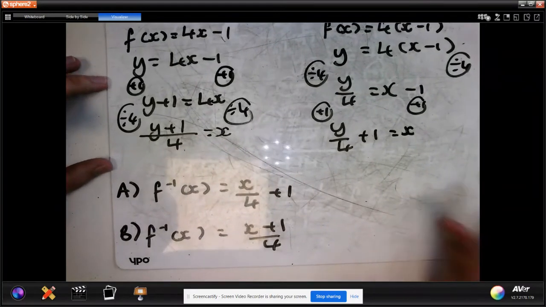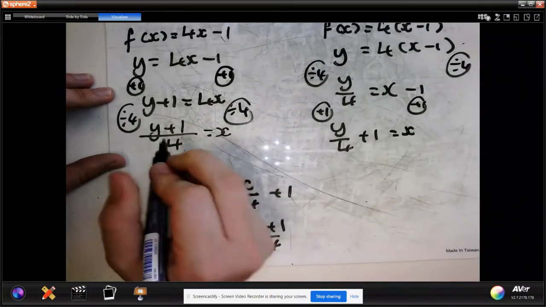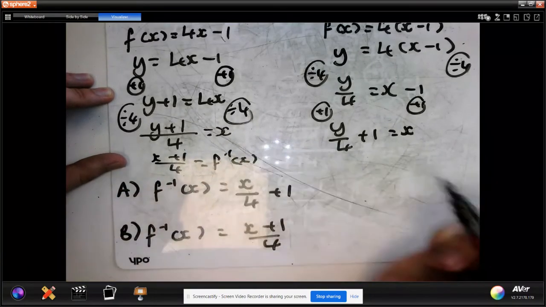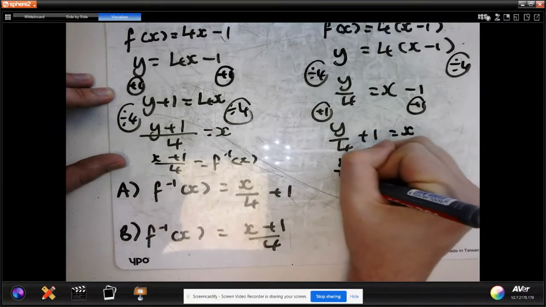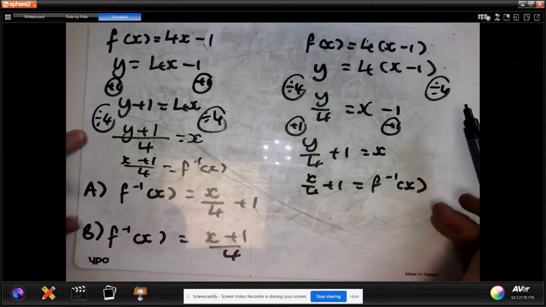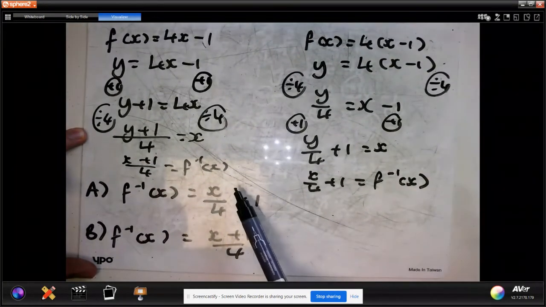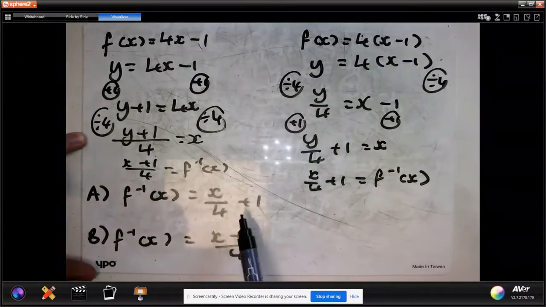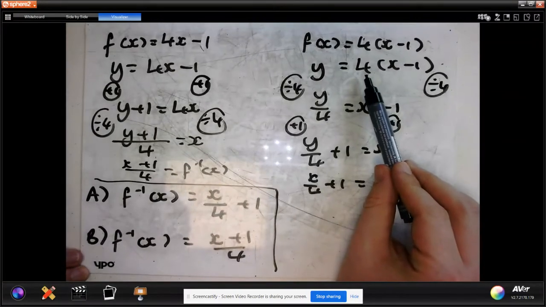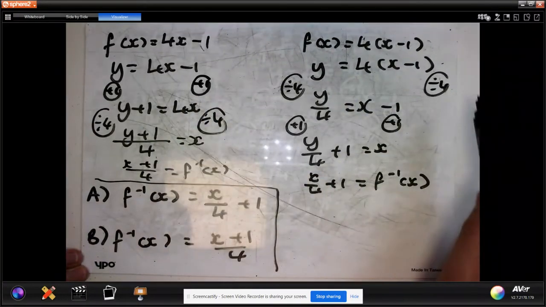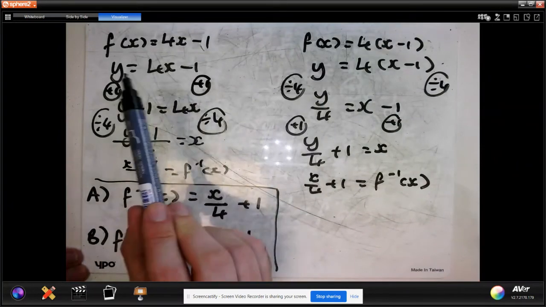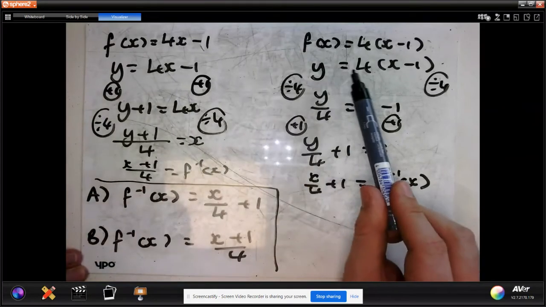And then to complete our inverse functions, we change the y for x and the x for f minus 1 of x. Again, on this side, we change the y for x and the x for f minus 1 of x. So we can see that this one here is equal to a, and this one here was equal to b. As a result, that misconception about the order in which you do things is really important when it comes to functions. Remember, this one we divided by 4 first.